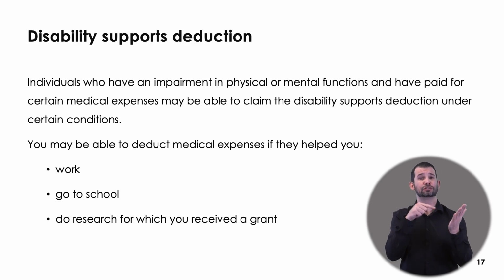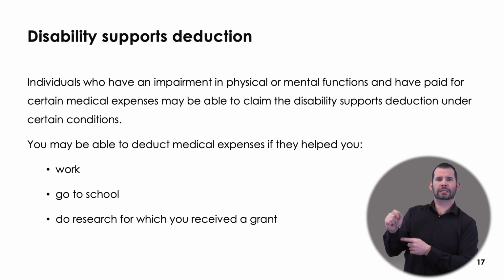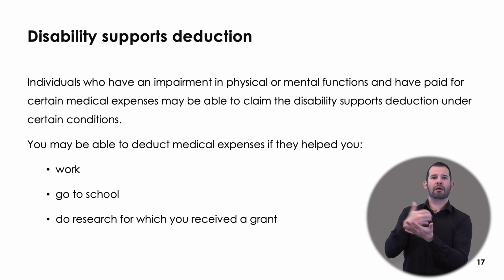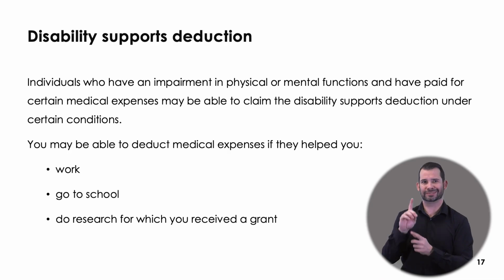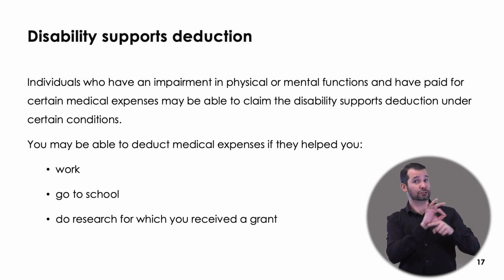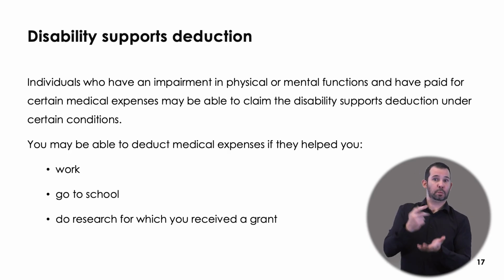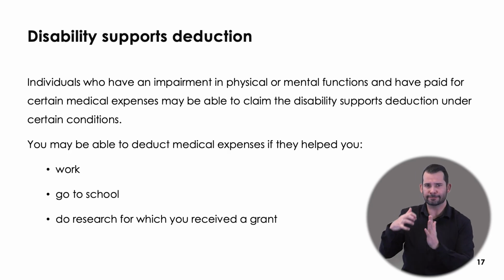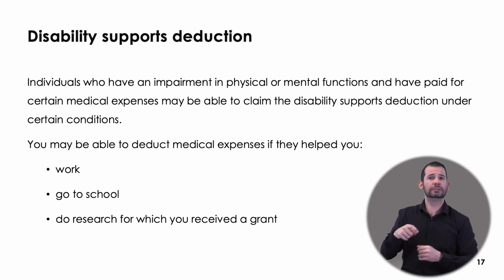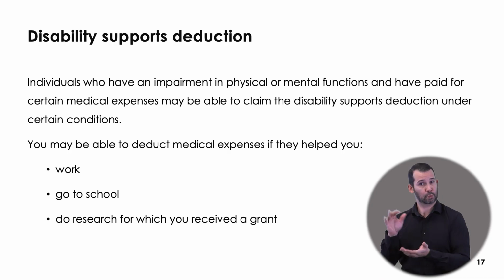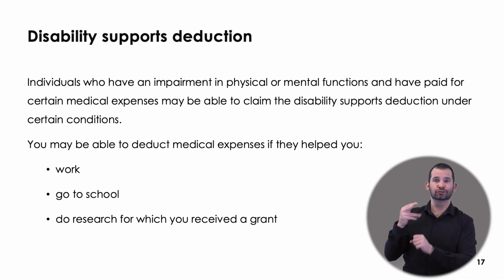A deduction reduces the amount of income you pay tax on, which reduces your overall income tax. One deduction that you may be able to claim on your tax return is the disability supports deduction. You may be able to claim this if you have an impairment in physical or mental functions and have paid for certain medical expenses. You do not need to be approved for the DTC to be eligible. You may be able to deduct expenses you paid so that you could work, go to school, or do research if you received a grant.